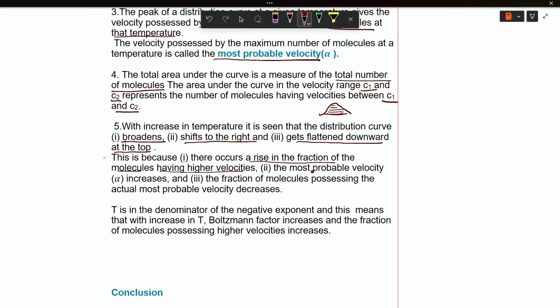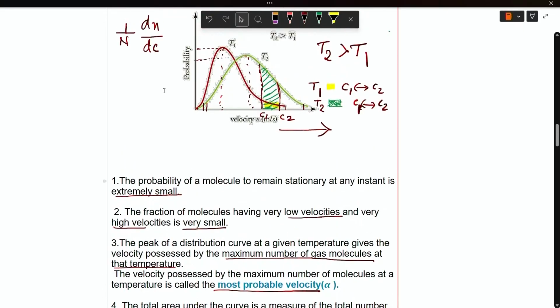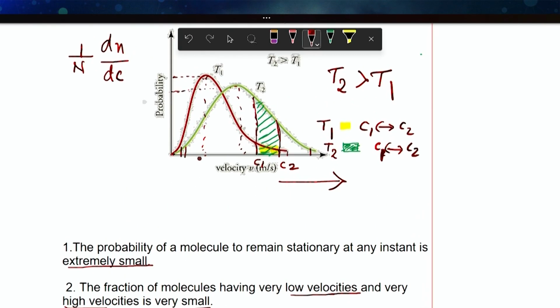Then the most probable velocity alpha increases, the value of velocity increases, that is, shifting towards the right. So, this is the velocity in one case. At higher temperature you have this one, and it is very clear that at higher temperature the value of velocity is higher than the previous one.